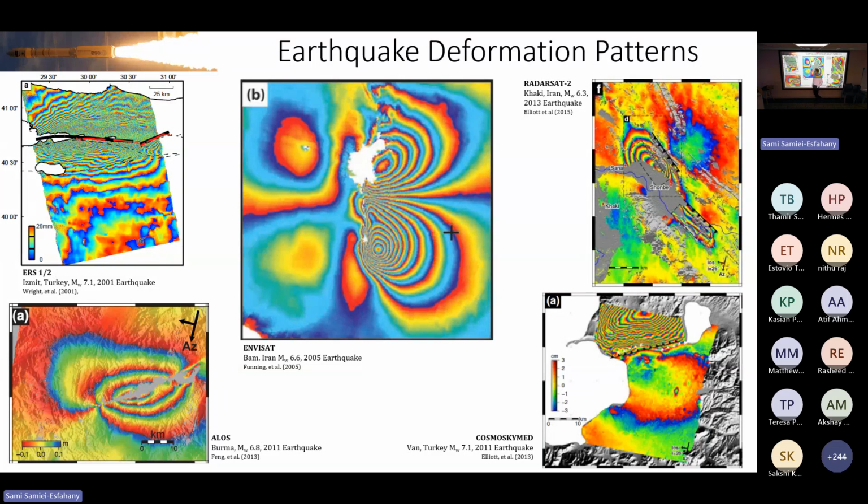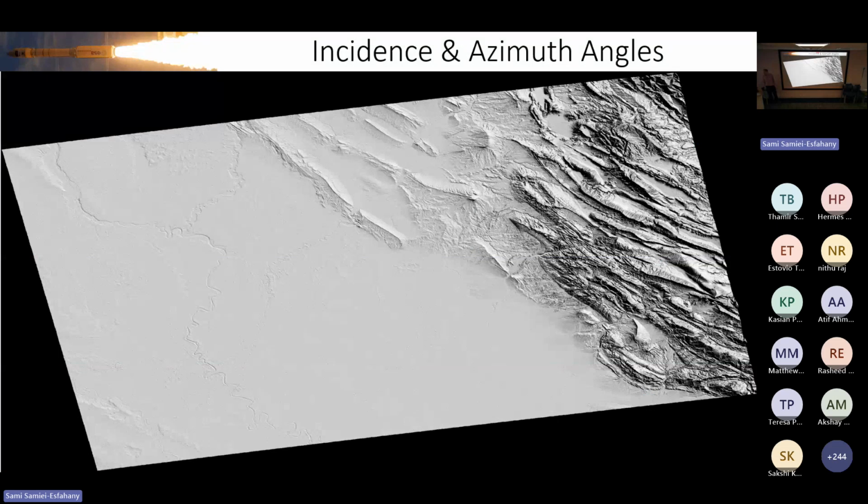This is an example from Iran. Similarly, these two are strike slip earthquakes, they're east-west orientated. Most of the motion then is from that horizontal east-west, and that's the simplest to view. So, as I said, the important thing is that line of sight.